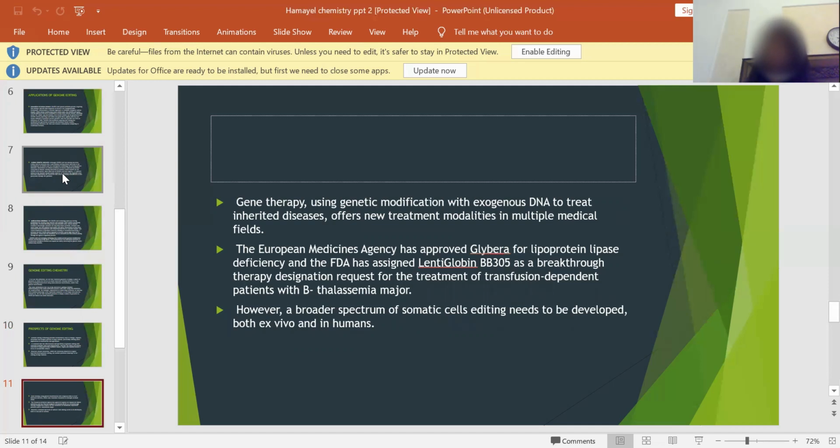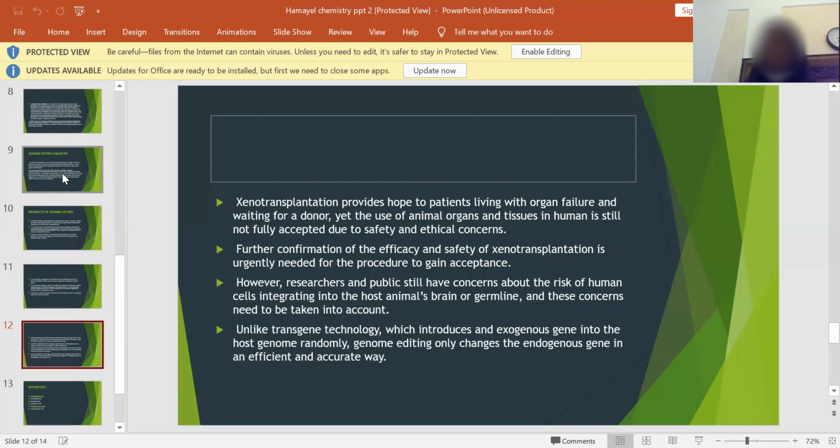However, a broader spectrum of somatic cell editing needs to be developed, and it includes both ex vivo and in vivo editing in humans. So next one is xenotransplantation. It provides hope to patients living with organ failure and waiting for a donor.